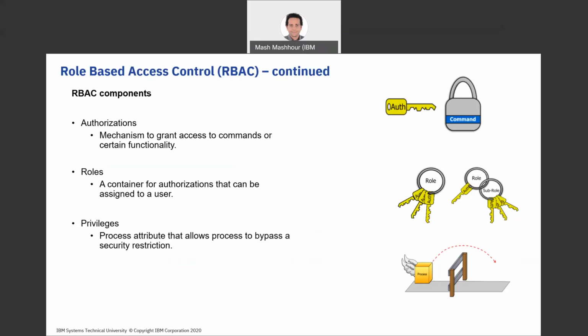A role is a container for authorizations that can be assigned to a user. So a user cannot have an authorization. The user can have only roles. The role can have the authorizations. We have also ready-made roles in AIX. You can list them by lsrole, and you can create a specific role for specific authorizations. The privilege is the attribute that allows you to bypass the security restriction, or that is giving you the exact privilege.